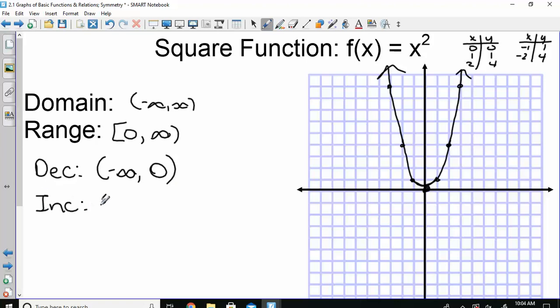Increasing. So that's starting when x is 0, and it never stops, so that would be 0 to infinity. Is it ever constant? Do we ever have a horizontal piece? No. Where is this graph continuous? Yeah, it's always continuous. From negative infinity to positive infinity. Right. So far, so good.